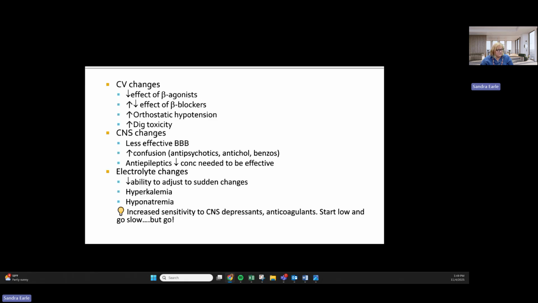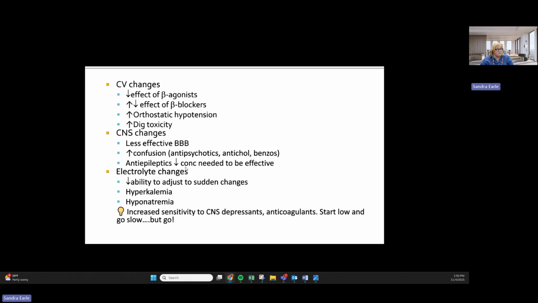Again, CNS changes that occur, we have a less effective blood-brain barrier. So it's easier for the drugs to get from the blood into the CNS than in younger patients. This results in an increase in confusion.